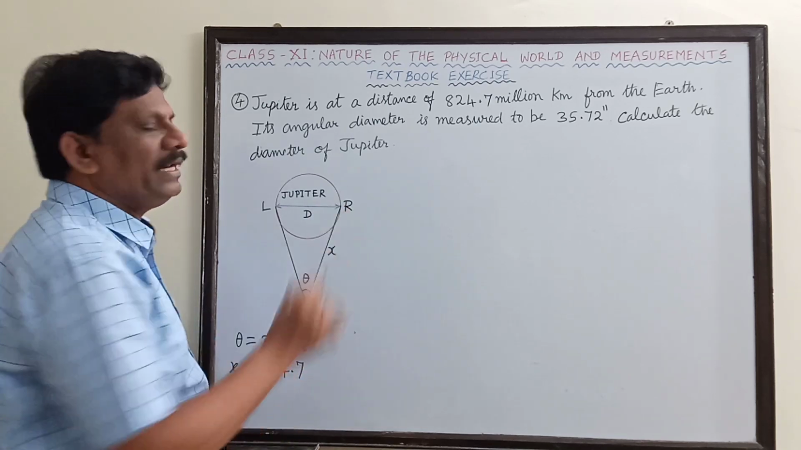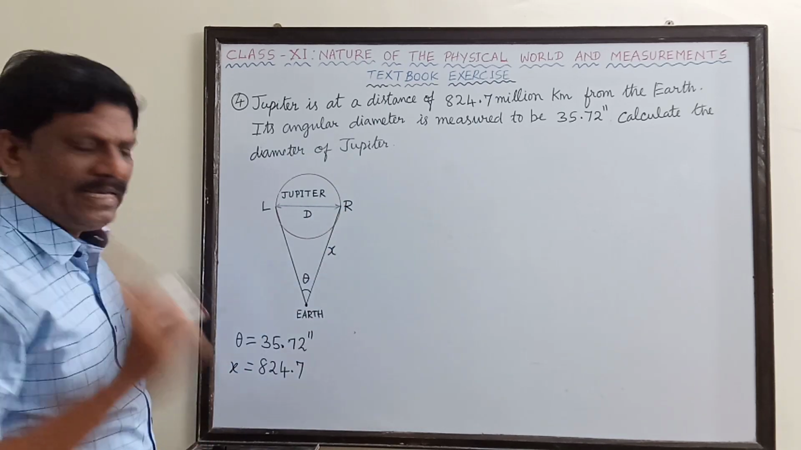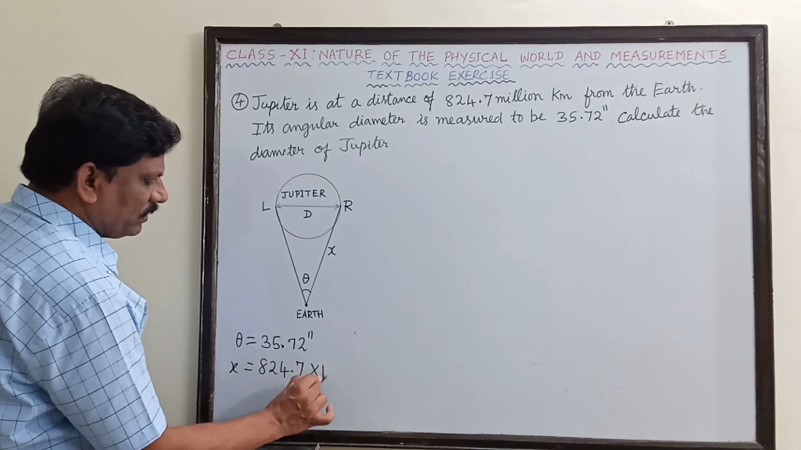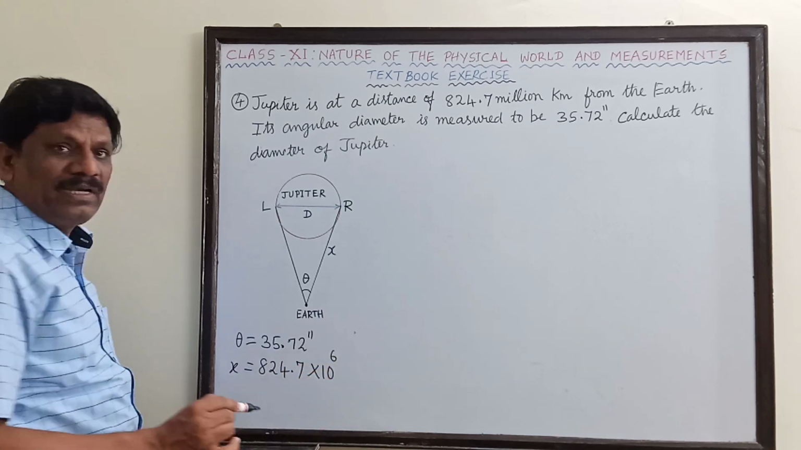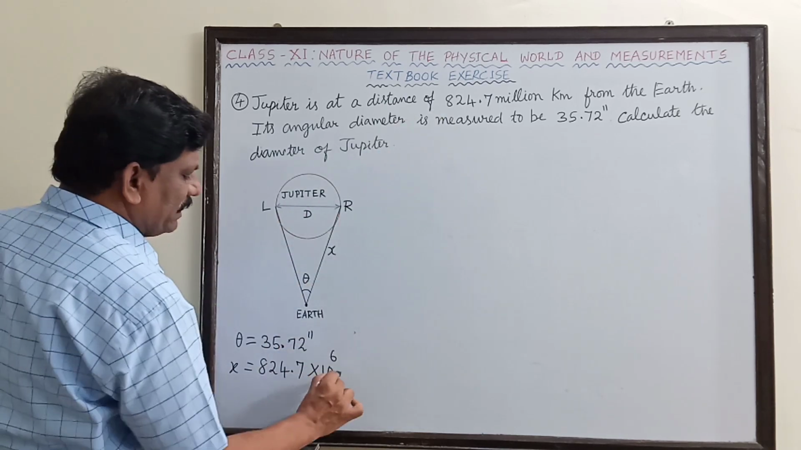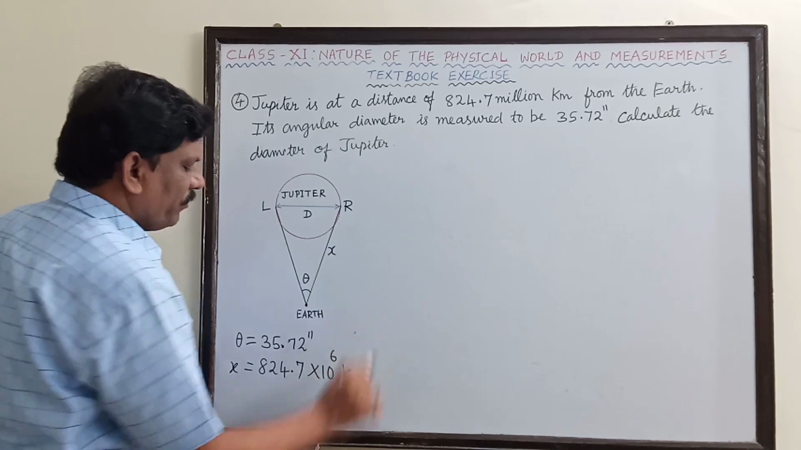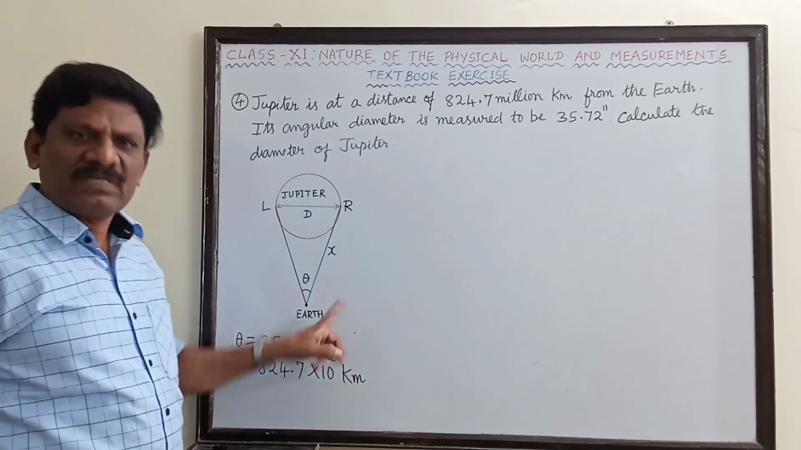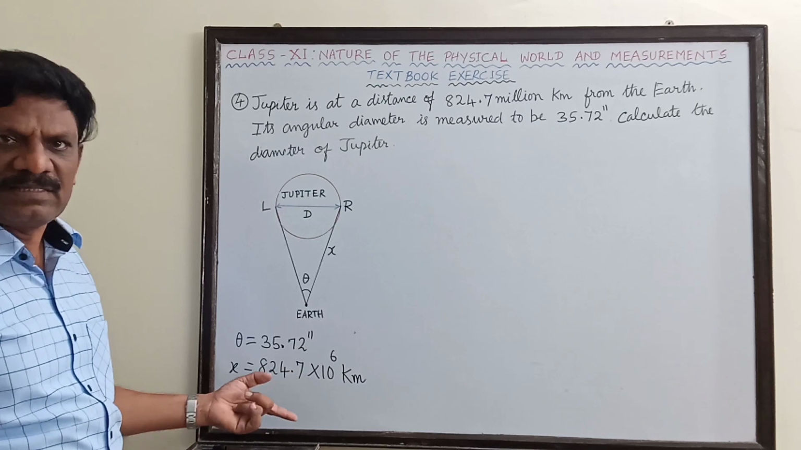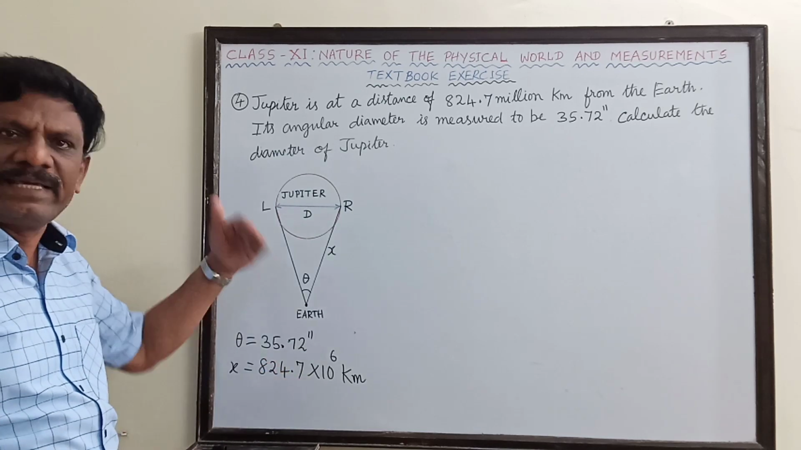So x is equal to 824.7 million kilometers given, is it not? 1 million is 10 power 6. So this is into 10 power 6. Then kilometer. If you convert this into meter, then once again you have to multiply by 10 power 3 also. But now let us find the distance in kilometer itself.